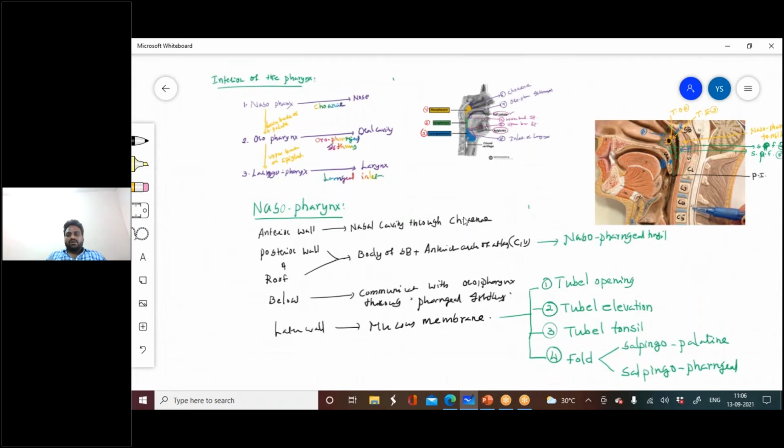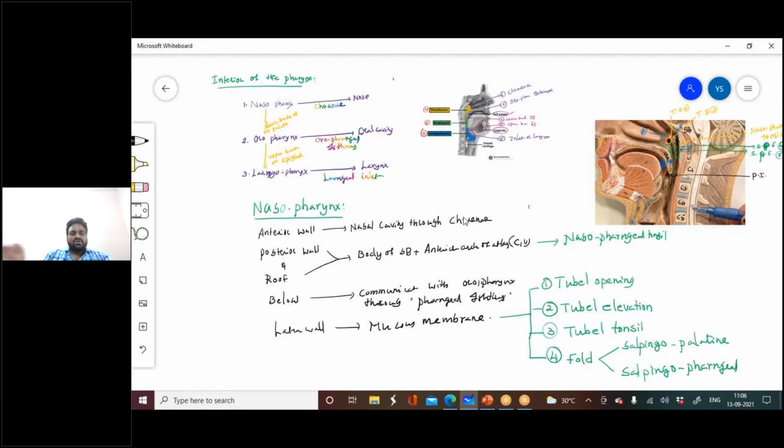In the beginning I explained what is pharynx, extent of the pharynx, relations of the pharynx. Then after that we study the pharynx in two ways. One is interior, another one is structure. Structure is a separate class that you learn in another class. In the interior we have seen the three parts of the pharynx: nasopharynx, oropharynx, laryngopharynx. Three parts, that's clear.